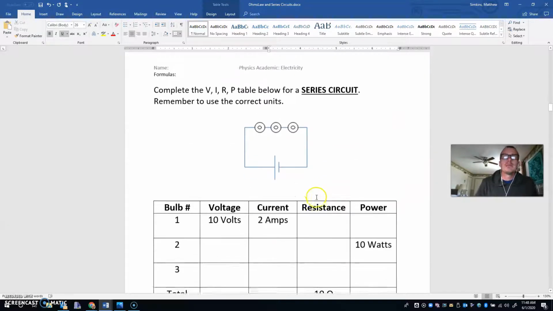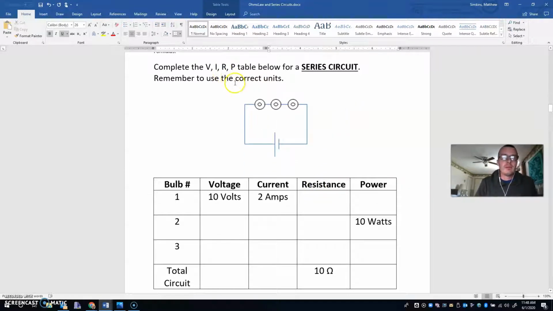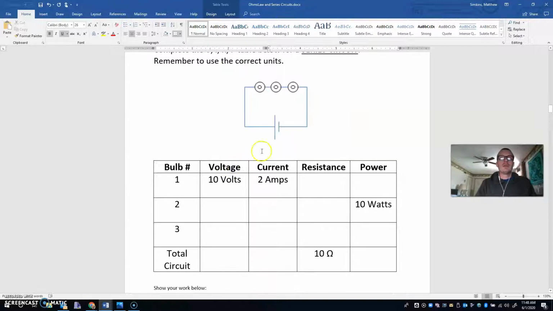So let's apply that. Some of you took a crack at this, what we call a VIRP table, and I'll help you out with this a little bit. This is a table for 3 light bulbs, and what we're looking at here is calculating the missing pieces. So let's take a look. We got V and I here.